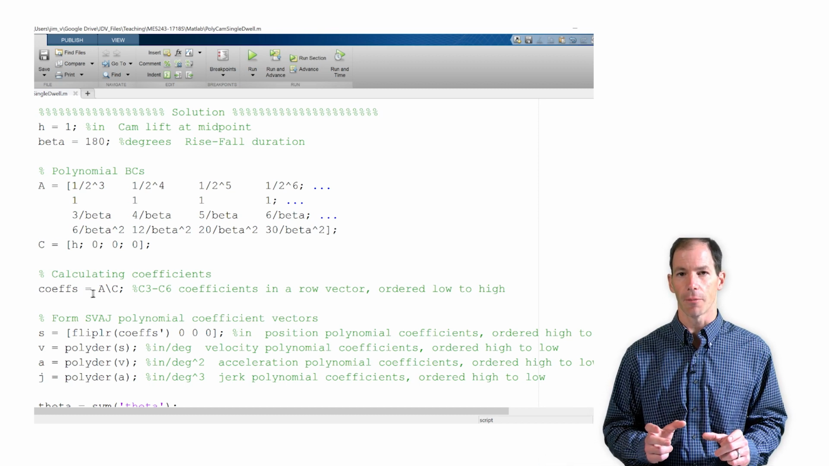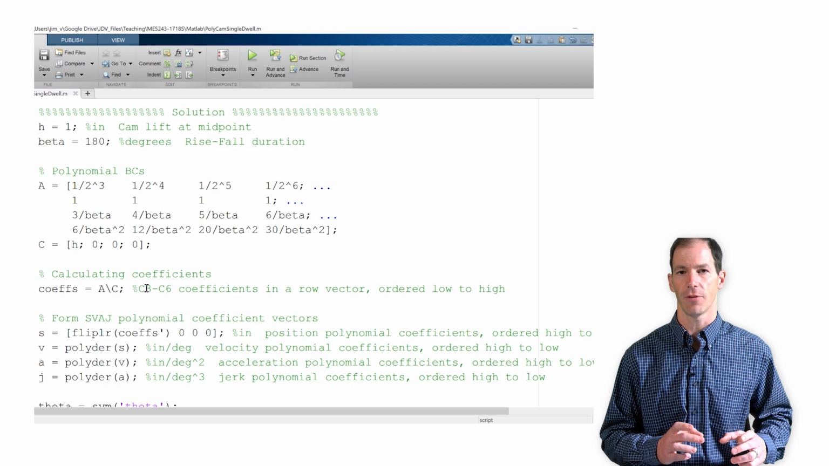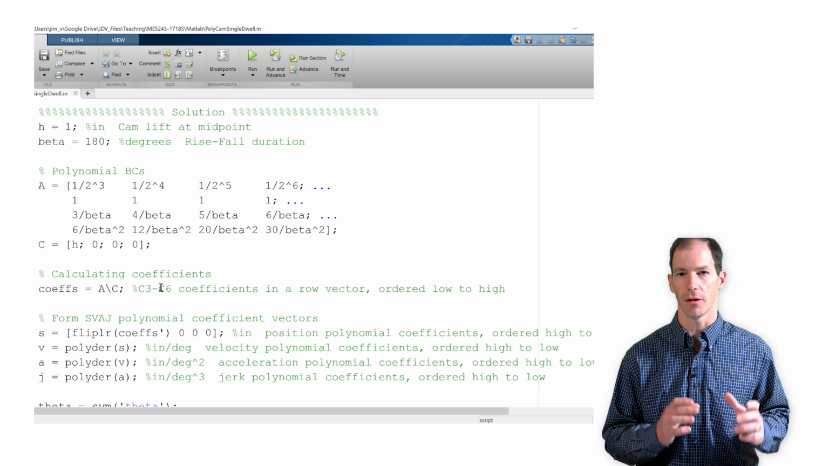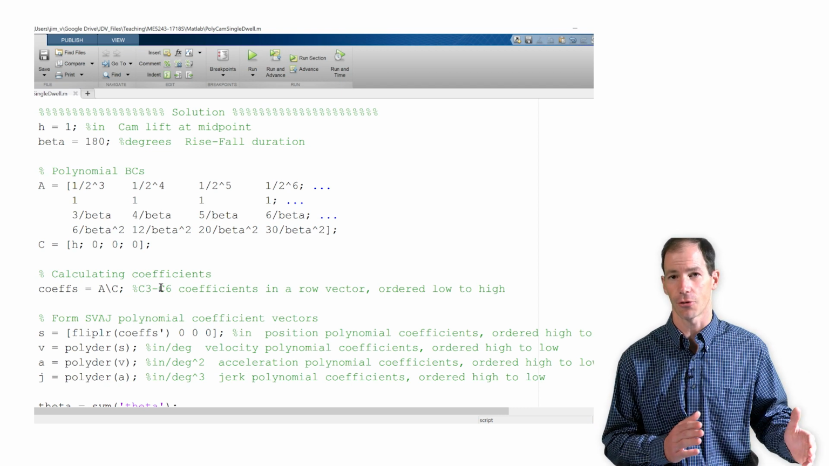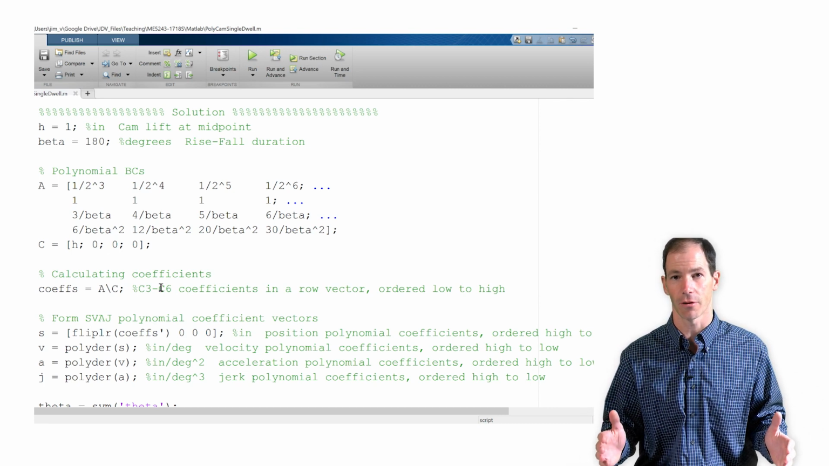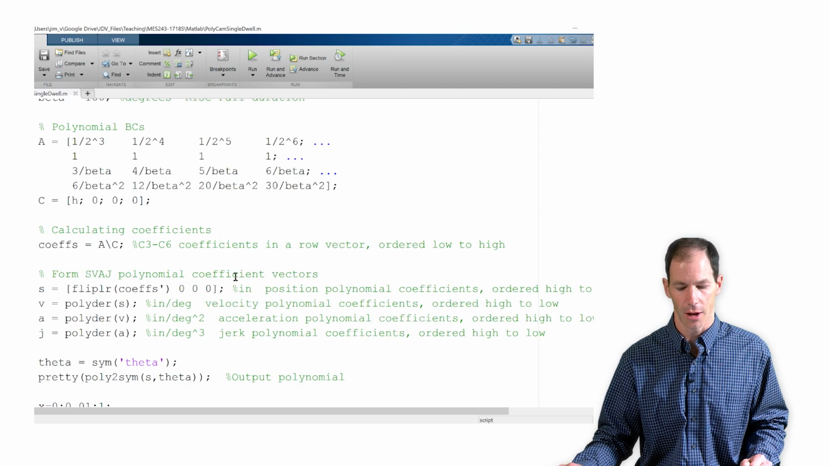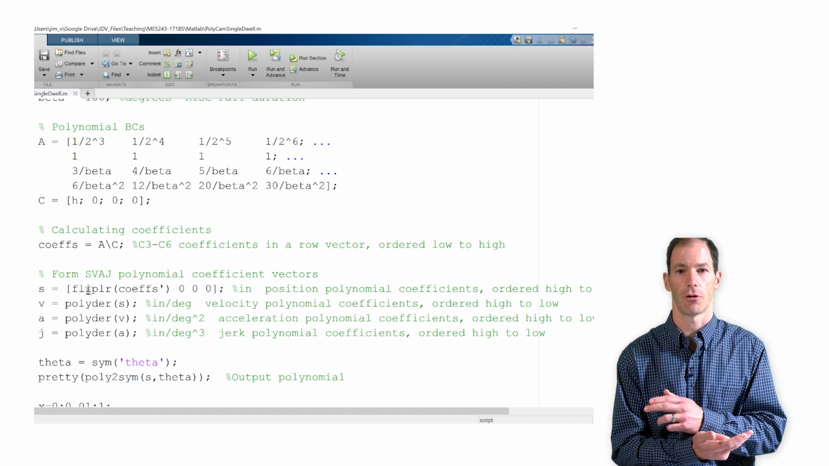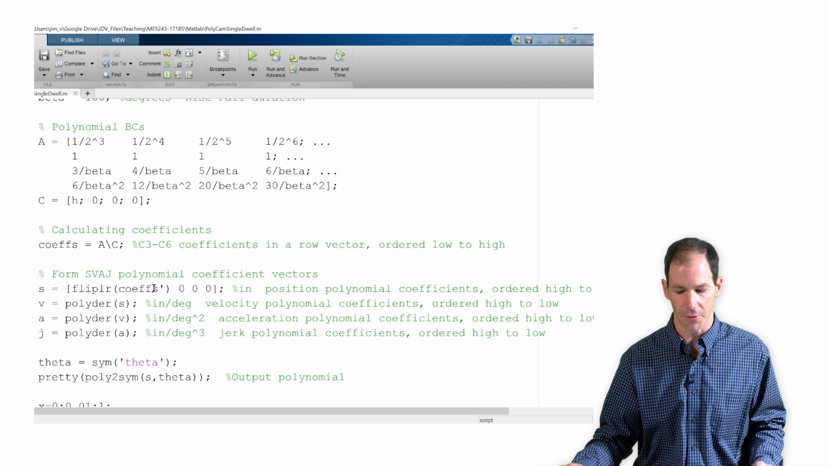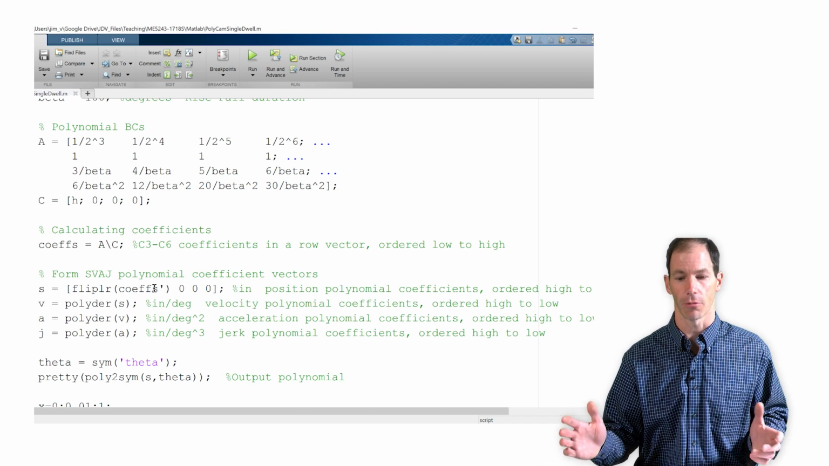And one thing I have to be careful about is that I want to use the polynomial features of MATLAB in just a moment. The polynomial features of MATLAB start at the highest order and go to the lowest, whereas here I was solving from the lowest to the highest. So here my order is low to high of C3 through C6. Now let me go ahead and form these polynomial coefficient vectors. What I'm going to do is flip left to right the coefficient matrix, and that's how I'm flipping it, so I have highest order to lowest order, and then I know I need to fill in for C2, C1, and C0, which were all equal to 0 in that case.